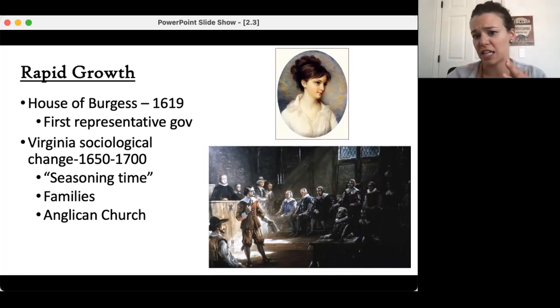When you arrive in Virginia, you experience the seasoning time. Basically, your first year in the New World is so difficult. If you survive this seasoning time, you're good, like you're going to make it. So they start to make some changes to help people survive. They dig wells instead of getting water from the river. They start to make alcohol, Applejack. Hey, doesn't have poop in it.